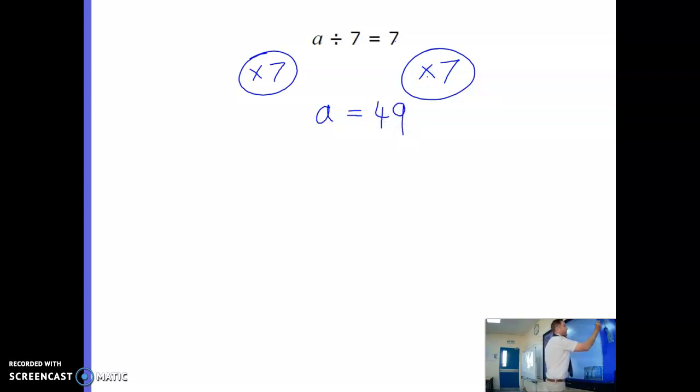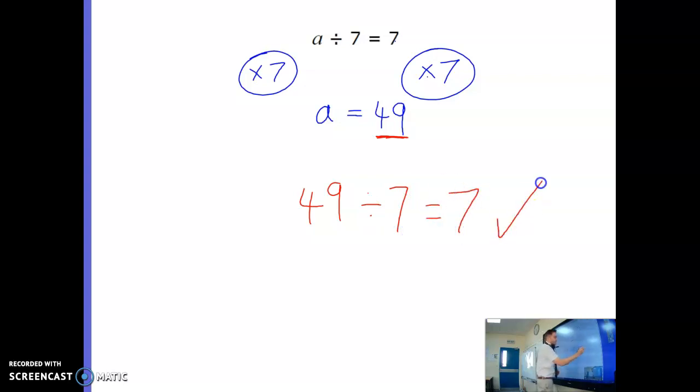Check our working. Substitute this in. Is 49 divided by 7 equal to 7? Yes, it is. Right, there's a few examples for you. That is one-step equations. So go and practice some of that, and good luck.